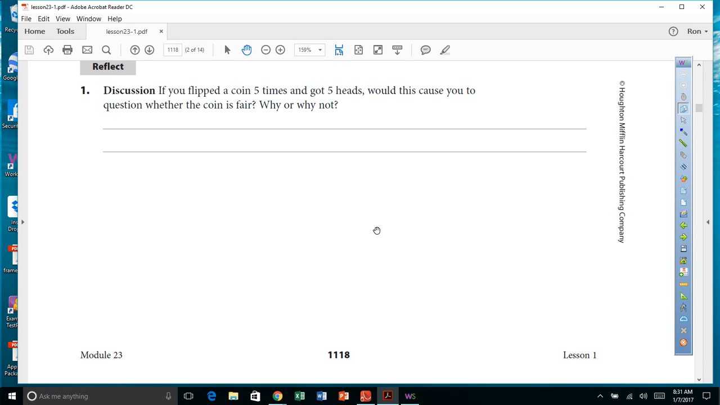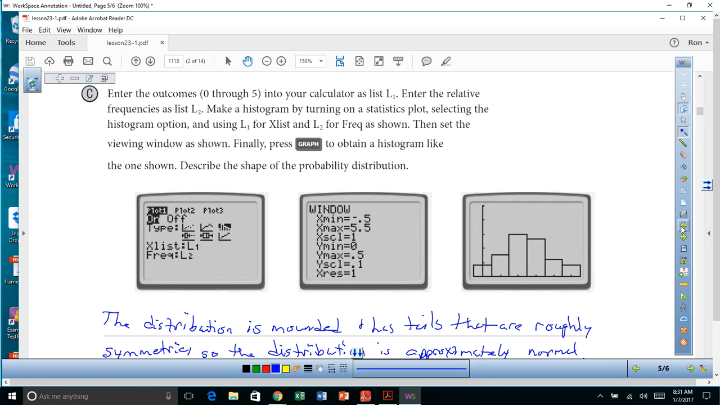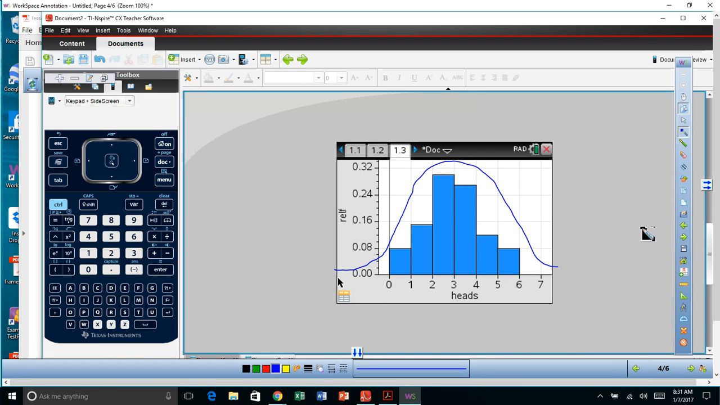Discussion. If you flipped a coin 5 times and got 5 heads, would this cause you to question whether the coin is fair? Why or why not? Let's see here. The probability of getting 5 heads in 5 flips with a fair coin is very low. And let's look. Yeah, see, that's very low.